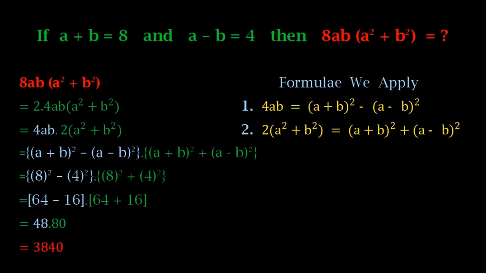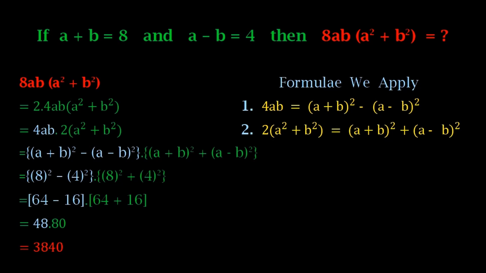Here we split 8ab into a square plus b square in such a way that in the very second line, we have to write 2 into 4ab. That means that is 8ab, just like the previous line, and into a square plus b square as it is in the first line. Now we just rearranged them. We just write down 4ab first, into 2 into a square plus b square on the second part. Now look, we have two parts: 4ab multiplied by 2 into a square plus b square.